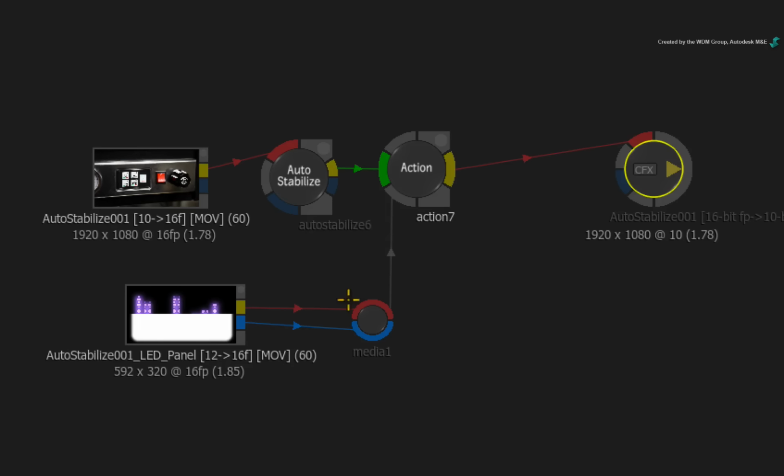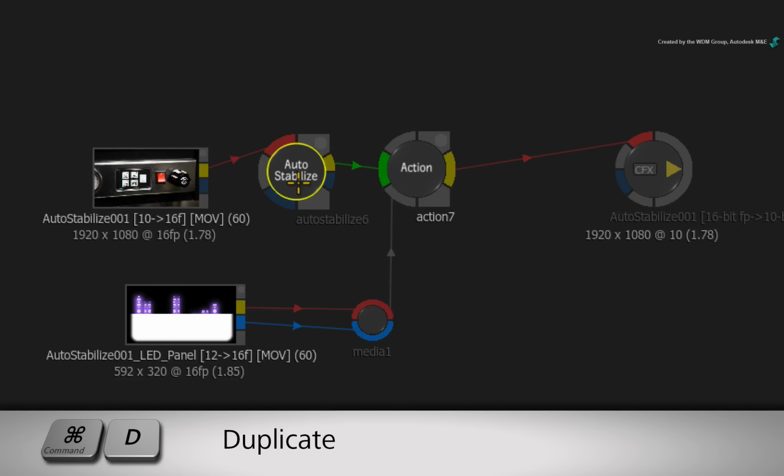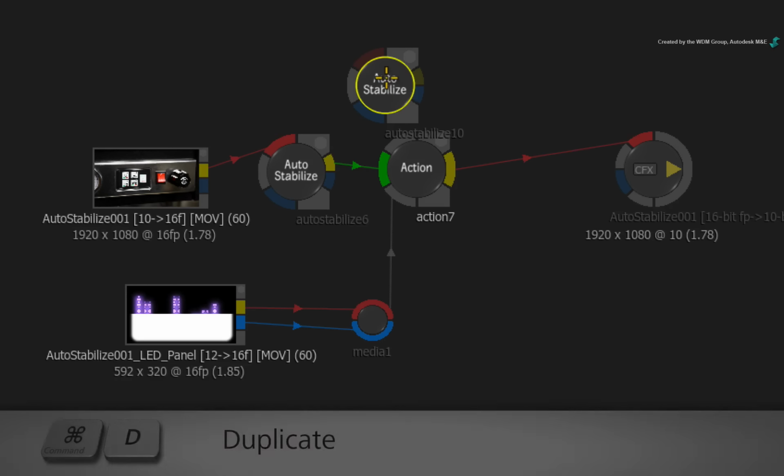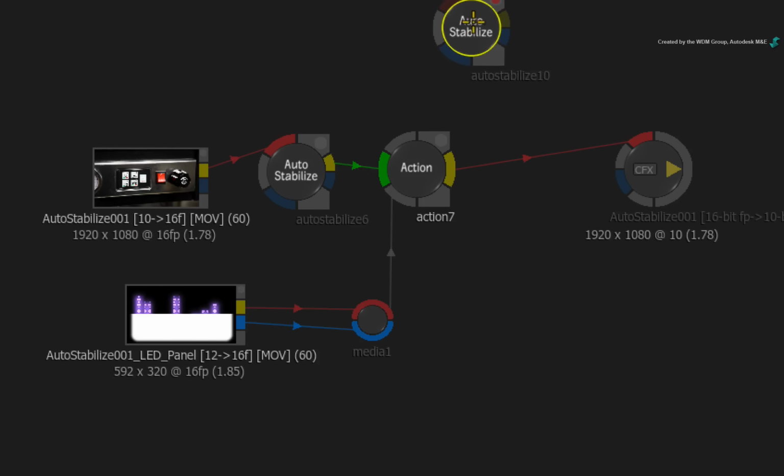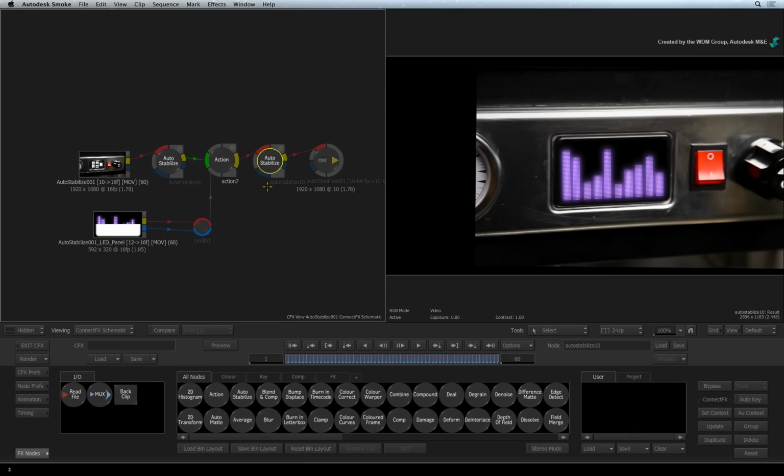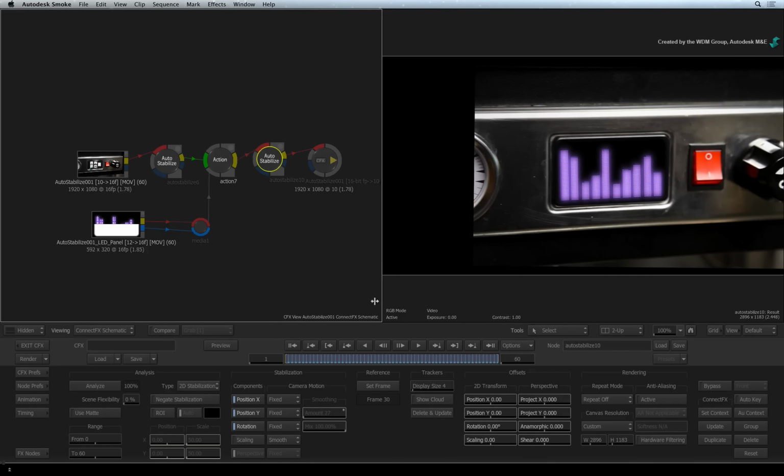Now all the tracking data is already in the first Auto-Stabilize node, so we can use this to bring back the camera movement. Select the Auto-Stabilize node and press Command-D to duplicate the node. Next, move it to the end of the flow graph and connect the action's output into the front input of the Auto-Stabilizer. Double-click on the node for its controls.